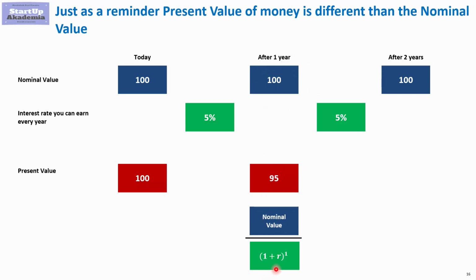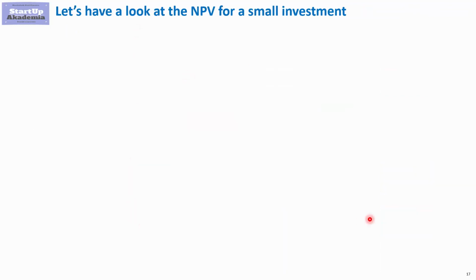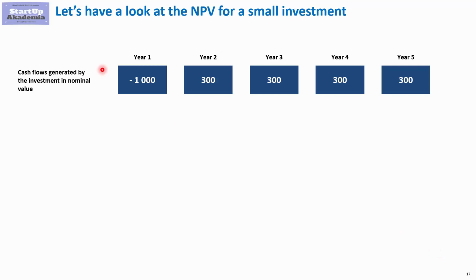and we get it by dividing the nominal value, so the 100, by 1 plus r to the power of 1. And when it comes to the 100 that we get in 2 years, they are just worth $91 in present value. And we calculate it by dividing the nominal value by 1 plus r to the power of 2. As you can see, what matters is the distance in time between the period from which we get the nominal value and today.